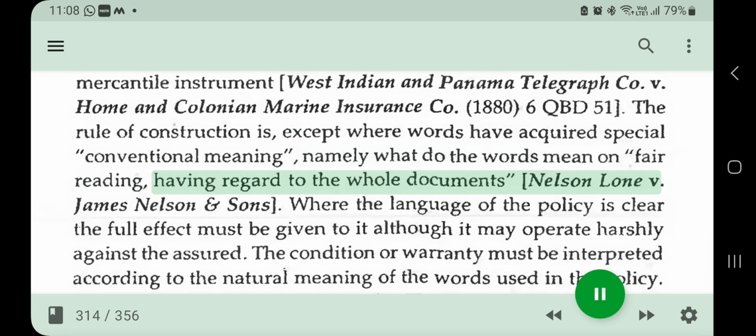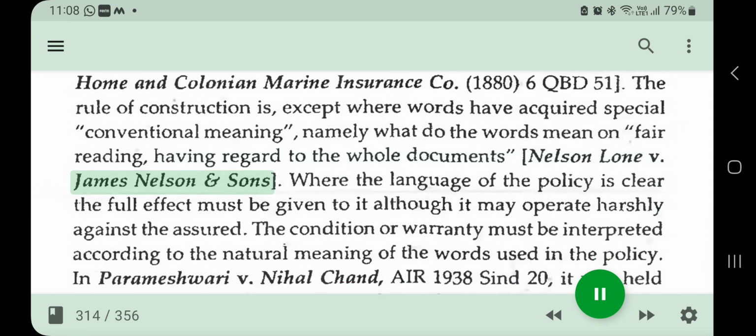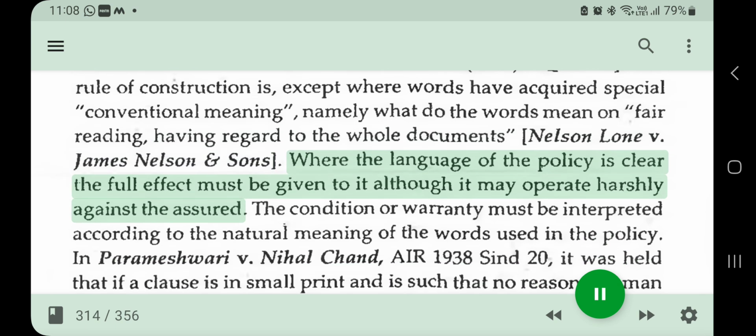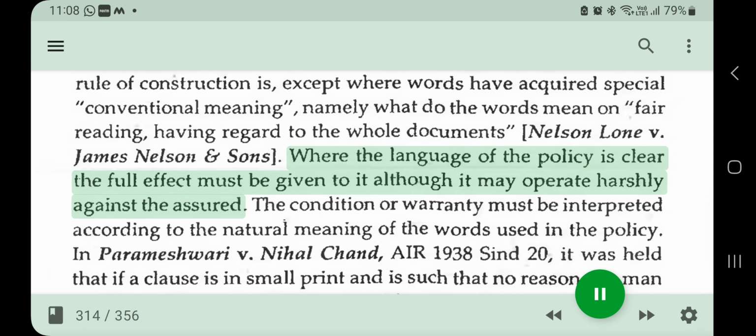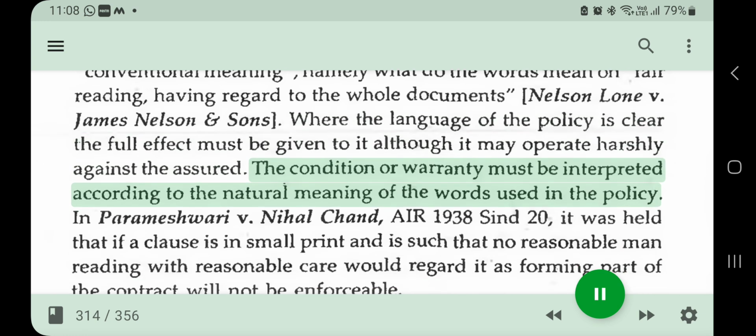The rule of construction is, except where words have acquired a special, conventional meaning, namely, what do the words mean on a fair reading, having regard to the whole document, Nelson Loan v. James Nelson and Sons. Where the language of the policy is clear, the full effect must be given to it, although it may operate harshly against the assured. The condition or warranty must be interpreted according to the natural meaning of the words used in the policy.